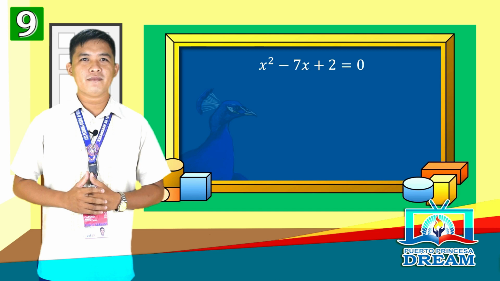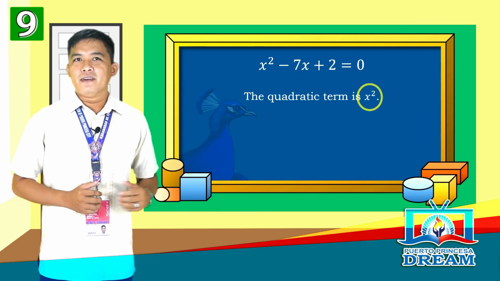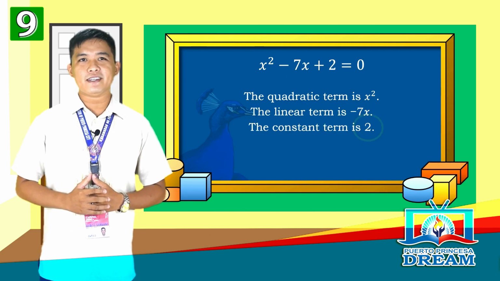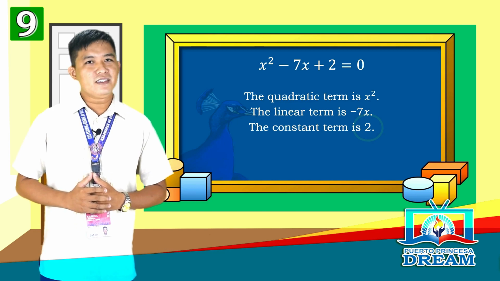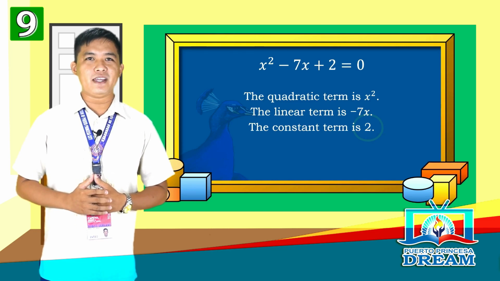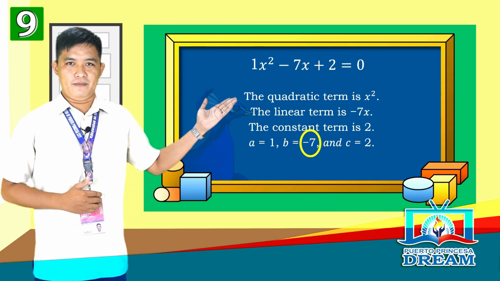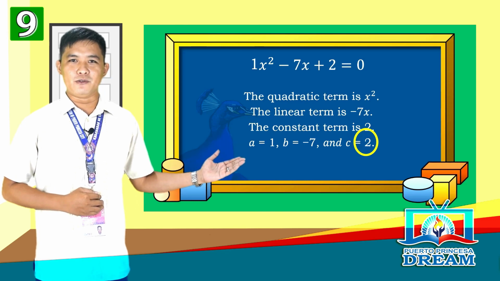For example, x squared minus 7x plus 2 equals 0. The quadratic term is x squared. The linear term is negative 7x. The constant term is 2. In the equation x squared minus 7x plus 2 equals 0, the value of a is equal to 1, b is equal to negative 7, and c is equal to 2.